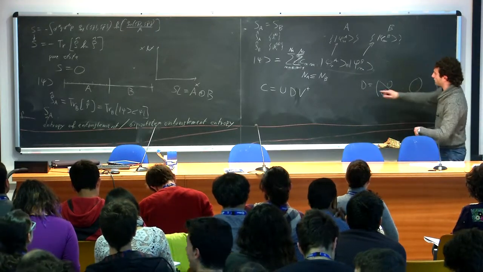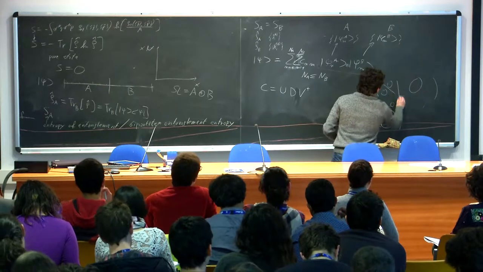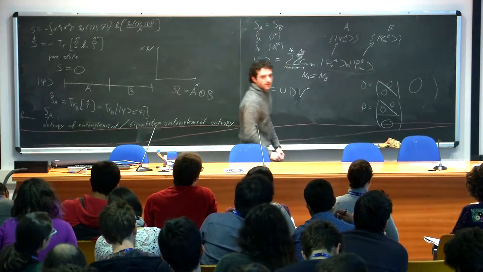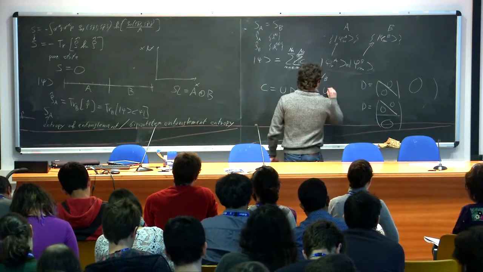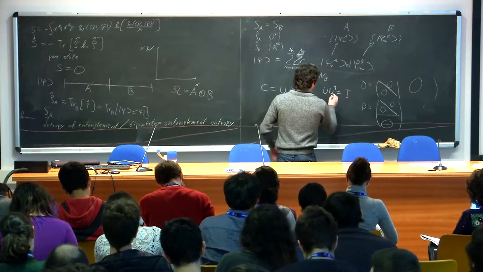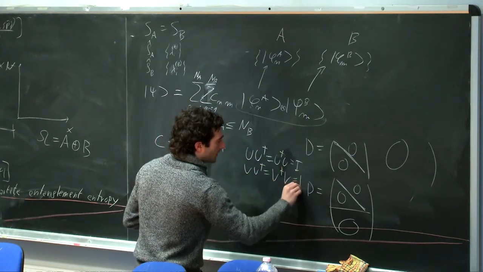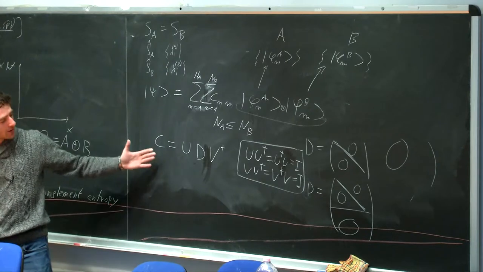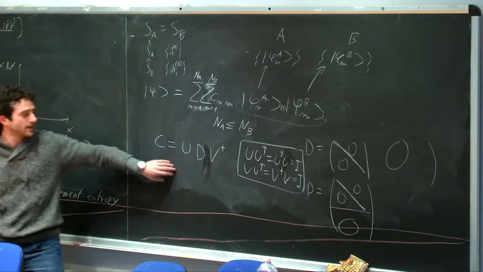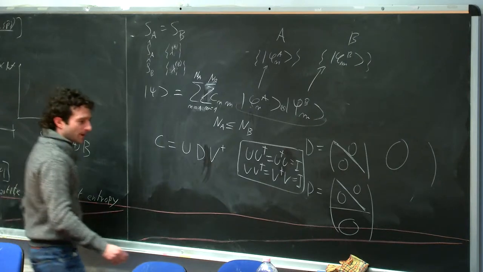The same holds if the dimensions are reversed: if NA is larger than NB, then you have this picture, with zeros here and non-zero entries here. This is the matrix D, and these are unitary matrices. Unitary means that U dagger U is equal to identity, and V dagger V equal to identity. This is a theorem that you can prove, but I am not going to prove it. It is just a result: for any matrix, you can always decompose it as a unitary times this kind of rectangular diagonal matrix times another unitary matrix. Now let's see the consequences of this mathematical theorem.